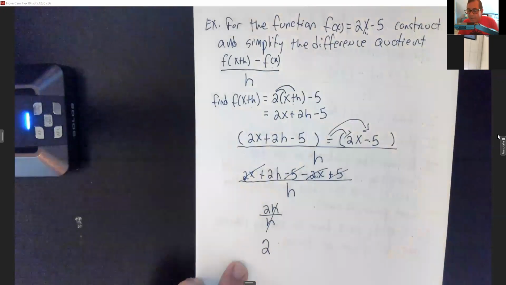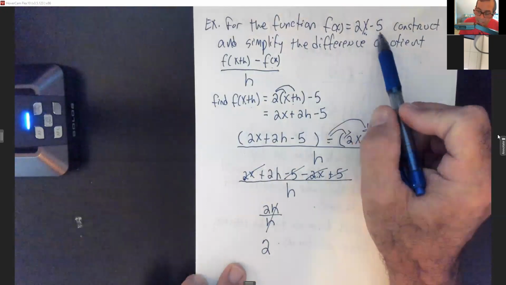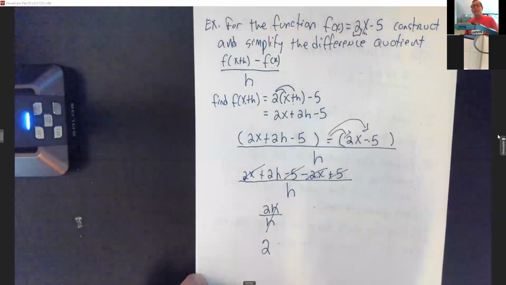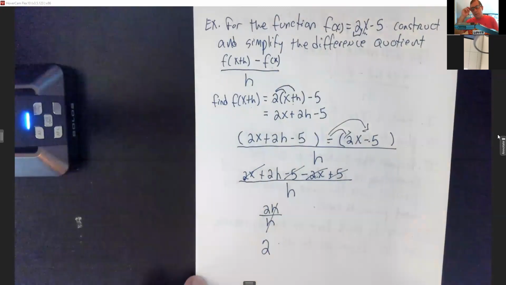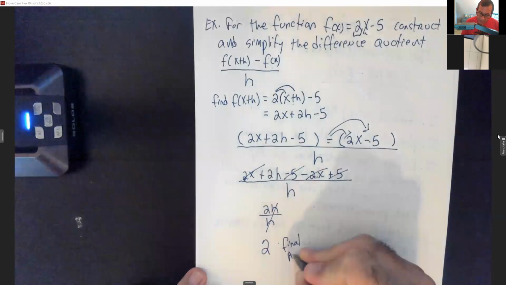But y'all know that if this was y equals mx plus b form of a line, the slope of this line would be the number in front of the x, which was a 2. So right here would be my final answer.